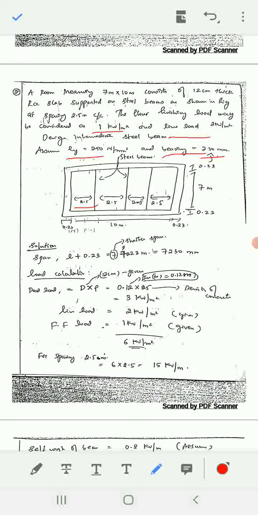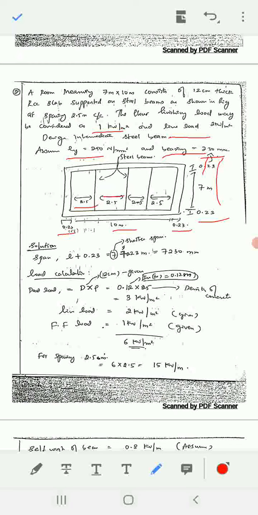Okay, now we got this diagram. This diagram is given in the question. There will be 10 meter this side and 7 meter this side, that is 7 meter into 10 meter. Then bearing, that is 0.23 or 230 mm, right? All the sides bearing will come. Okay, the spacing is 2.5.